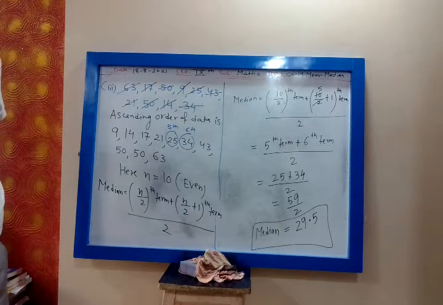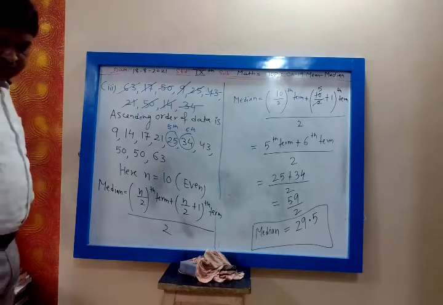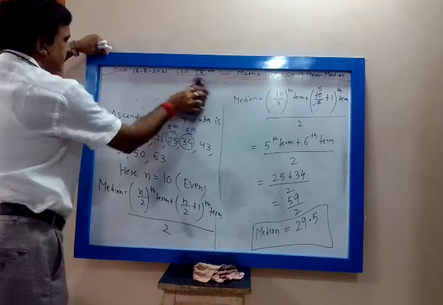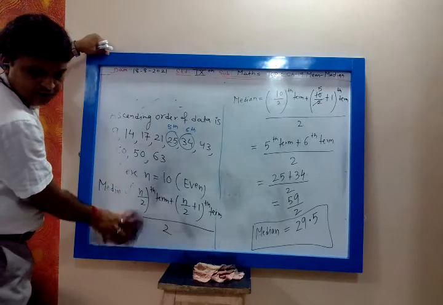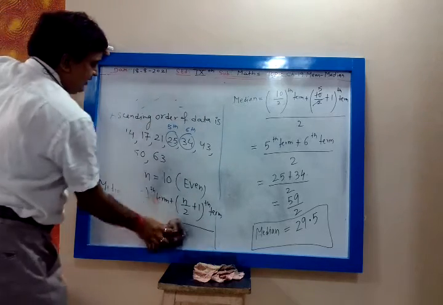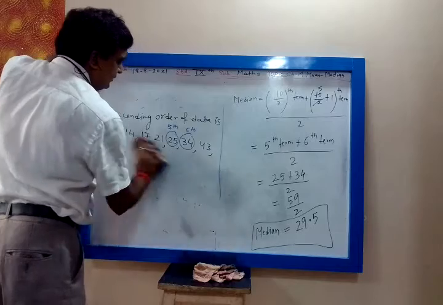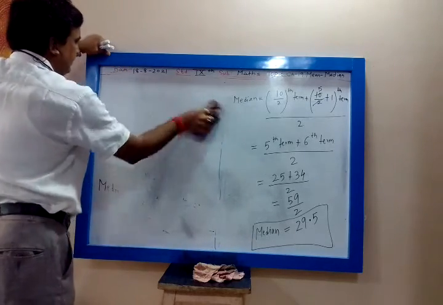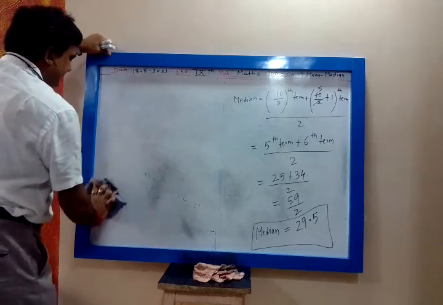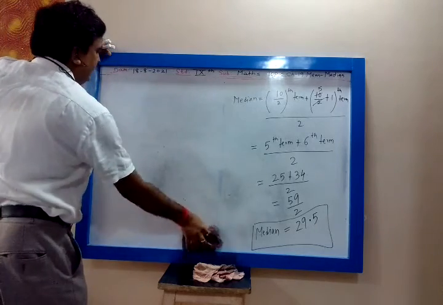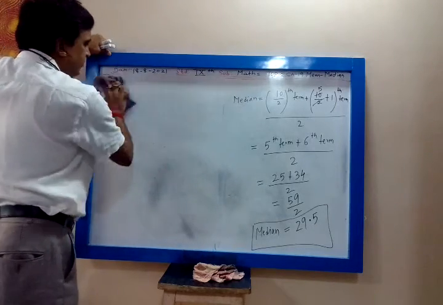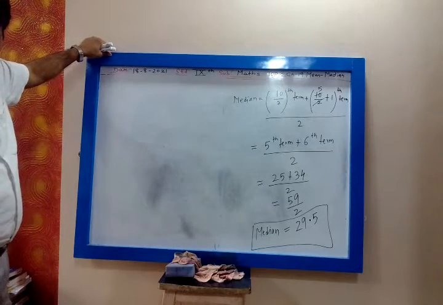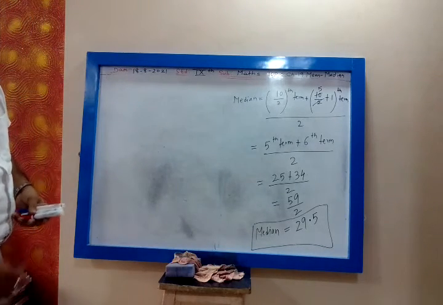Then the second one, let me do the second one. The following data have been arranged in the ascending order of their magnitude. Magnitude means value. If their median is 63, find the value of x.